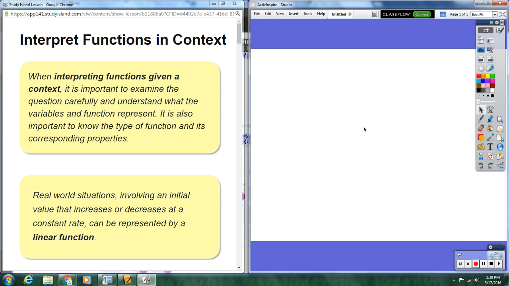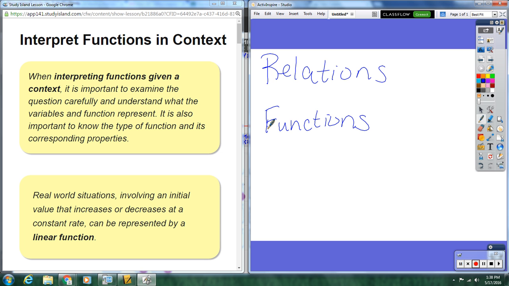Relations. Alright, so we were dealing with relations and functions. Who can tell me the difference between a relation and a function?